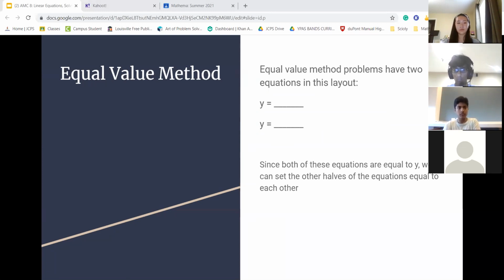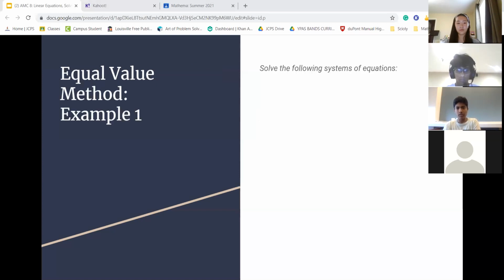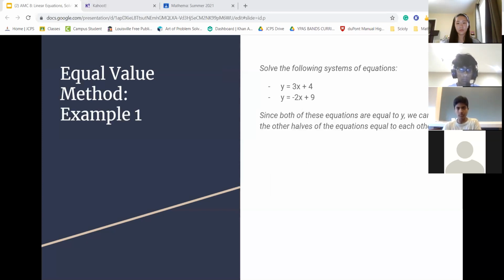An example of this would be y equals 3x plus 4 and y equals negative 2x plus 9. So both halves equal y. If you just set them equal to each other, you can solve for x equals 1. And then you can plug x equals 1 into either of these equations. You're going to get 7 for both, and then you're going to get 1 comma 7.